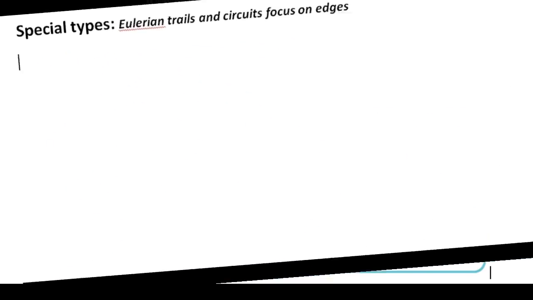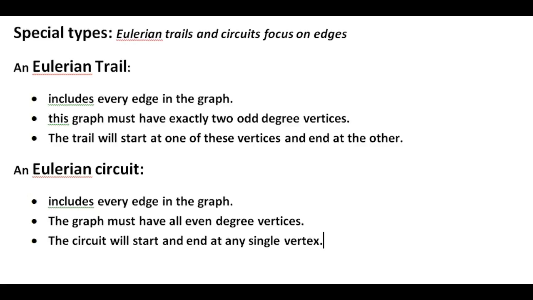There are special types of traversable graphs. Eulerian trails and circuits focus on edges. An Eulerian trail includes every edge in the graph. The graph must have exactly 2 odd degree vertices. The trail will start at one of these vertices and end at the other. An Eulerian circuit includes every edge in the graph. The graph must have all even degree vertices. The circuit will start and end at any of the vertices.